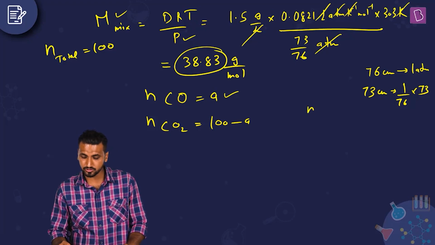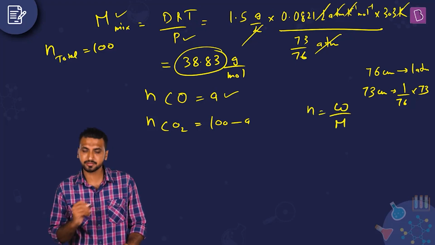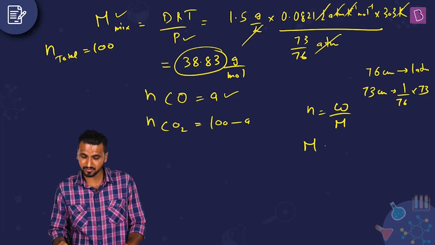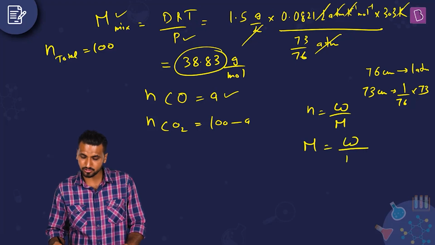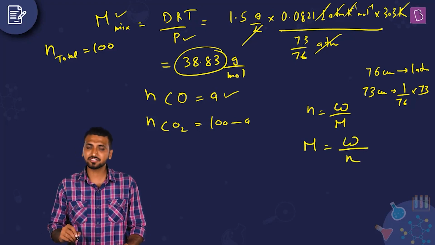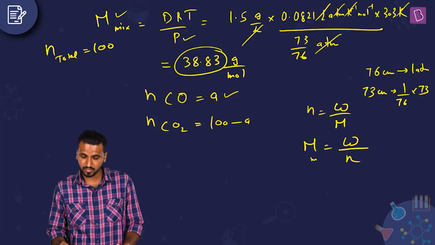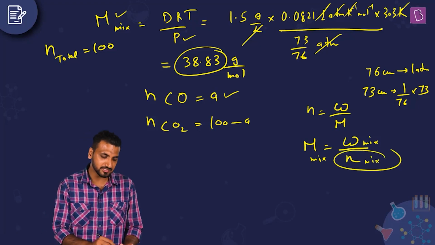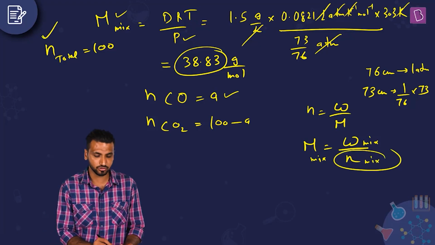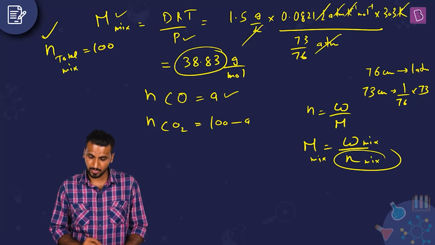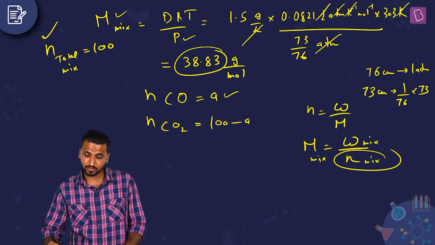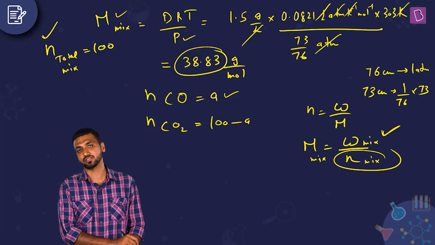The formula for moles is given weight by molar mass. So molar mass will be weight by moles. So molar mass of the mixture will be weight of the mixture over moles of the mixture. The total moles of mixture is assumed to be 100. This is the total moles of the mixture. I need to calculate the weight of the mixture.